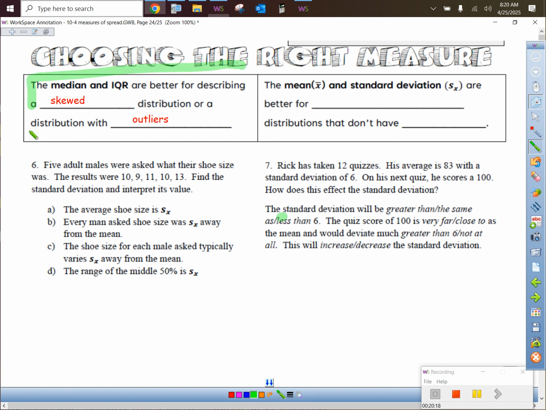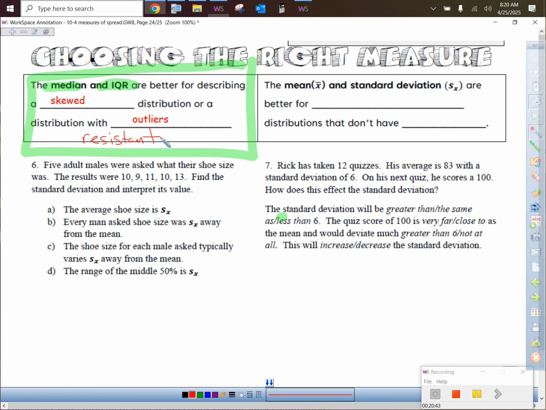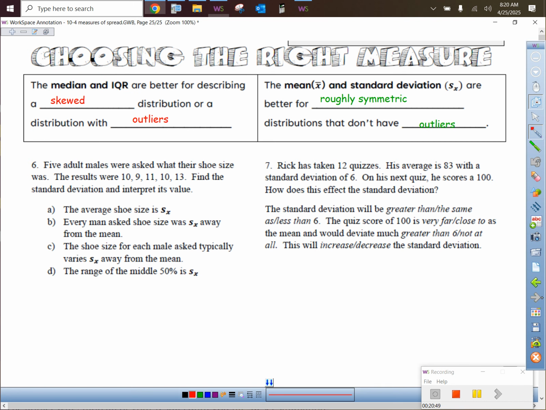You use these, the median and the interquartile range. I didn't show you that abbreviation, IQR, interquartile range. You use them when the data is skewed and you've got some outliers, because these guys are resistant. You might want to write that down. These guys resist those outliers. The median and the interquartile range resist the outliers. So that's why we would use those. When we use the mean and the standard deviation, it's better for fairly symmetric or roughly symmetric data that doesn't have outliers.